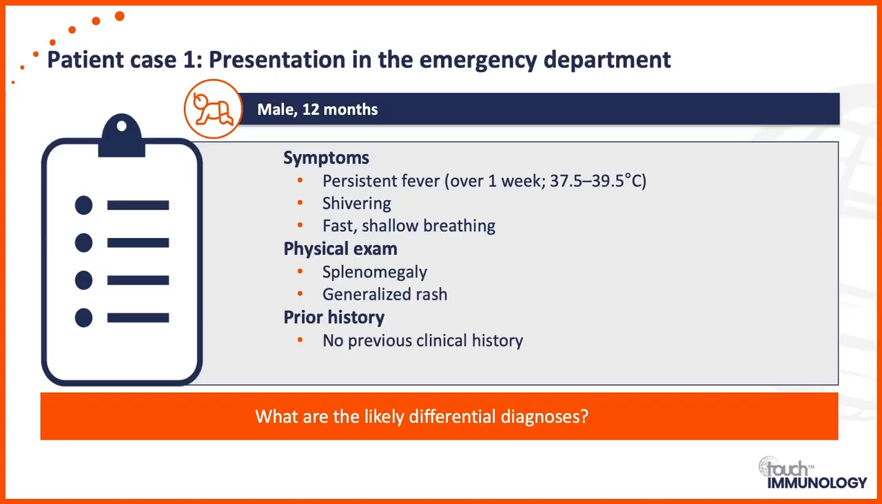So you have a patient present to you that's a male, 12 months of age, with persisting fevers, has very fast, shallow breathing, has evident splenomegaly, a generalized rash, and is otherwise previously well. What would you, in your context, sort of start with as your most likely differential diagnosis?